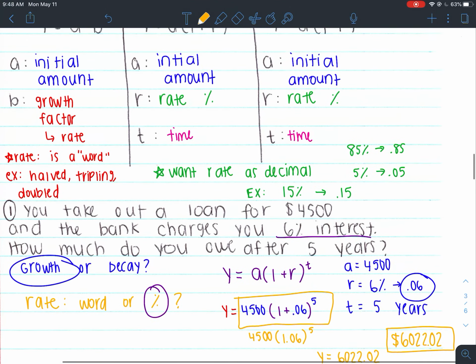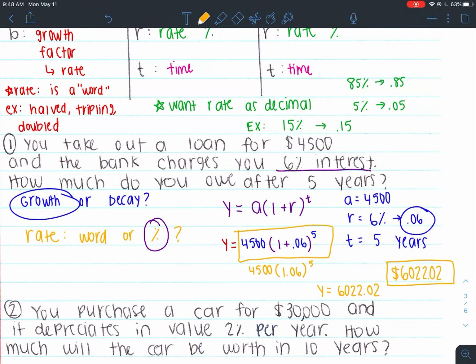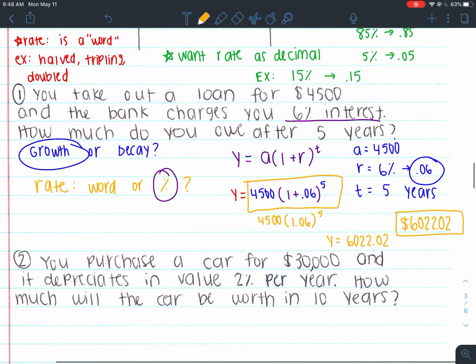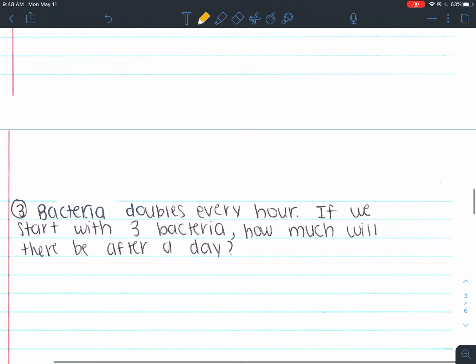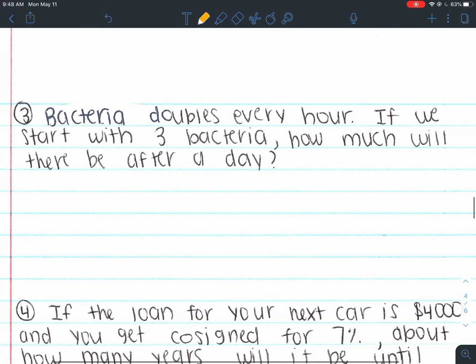Okay, so again, we borrow $4,500 initially, but with the 6% interest for 5 years, we end up actually owing $6,022. So that's how you would do these types of problems. I'm going to go ahead and move to number 3, which is another exponential problem with growth and decay.